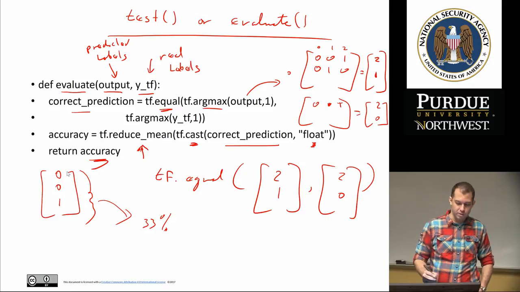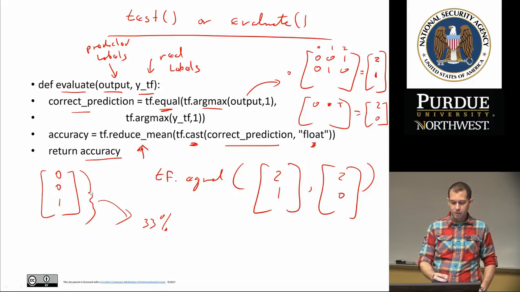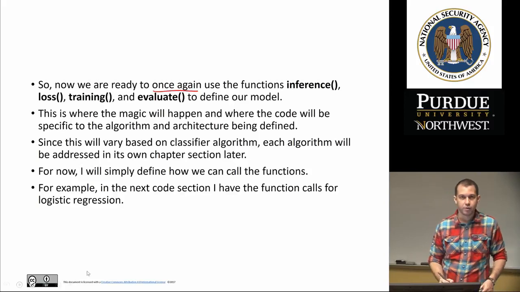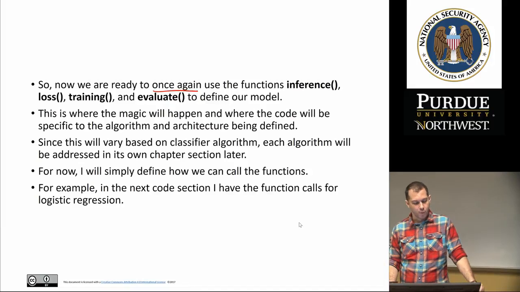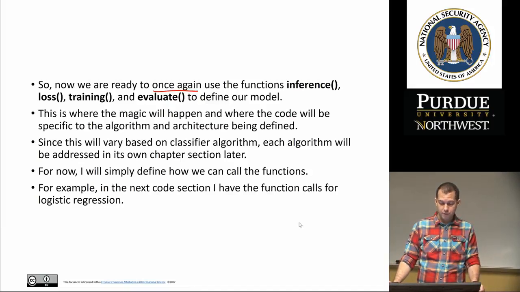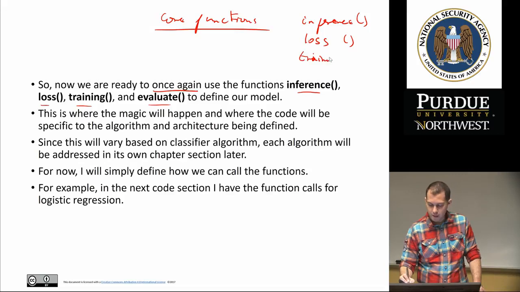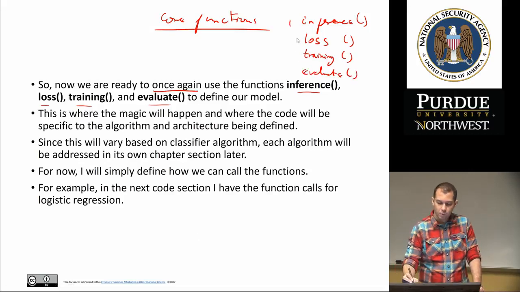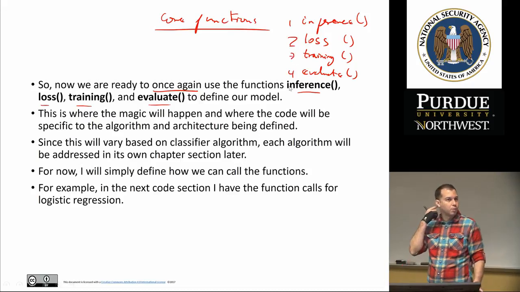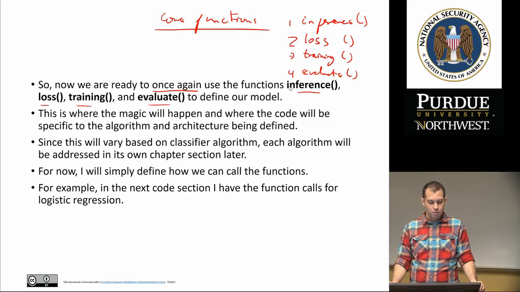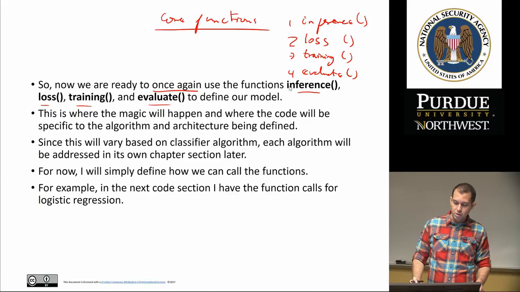However, we don't always just want to calculate accuracy. We also want to calculate precision, recall, F measure, etc. And so later on, I'll show you a modified version of this that can do all of that as well. So now that we understand a lot of those helper functions in TensorFlow, we are ready once again to use our main core function. So as you can see here, now we're going to settle on a specific name for them. The core functions in TensorFlow are inference, loss, training, and now evaluate. So we are ready, 1, 2, 3, 4, so we have a lot of the machinery that we need to make the transition to the logistic regression algorithm.